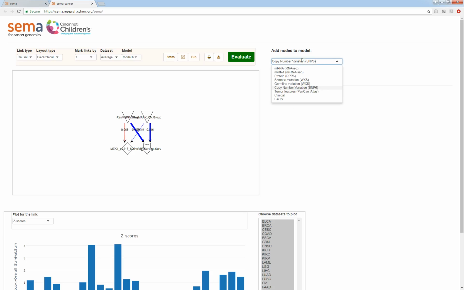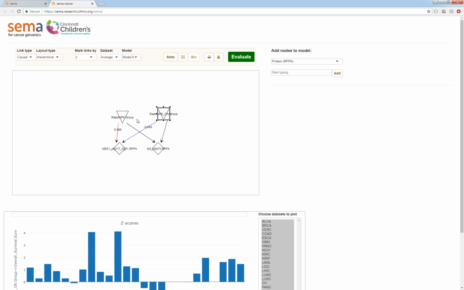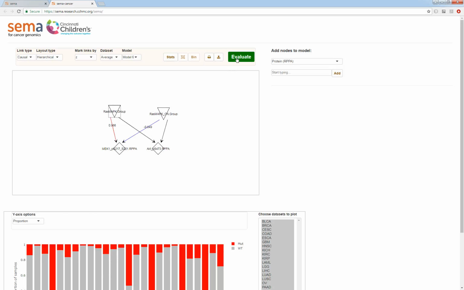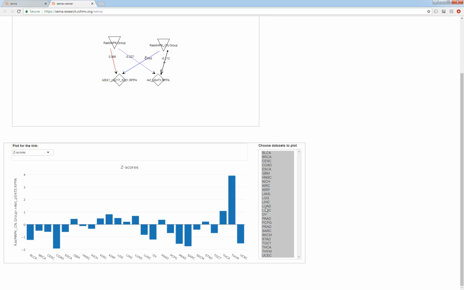So let's add other pathways. How about AKT? Let's remove survival just to make it simpler. There is no consistent effect of MAPK pathway mutation on AKT. Although in thymomas, the copy number changes actually do lead to significantly higher phospho-AKT levels.